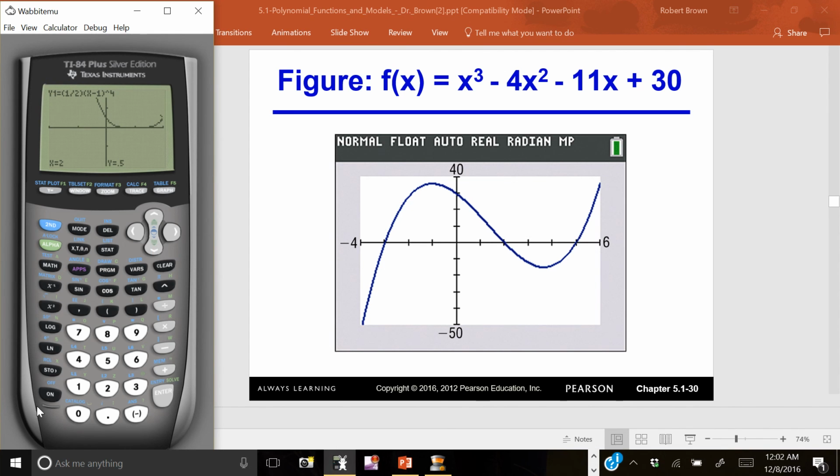Bring up the calculator. Clear it. f of x equals x cubed minus 4x squared minus 11x plus 30.